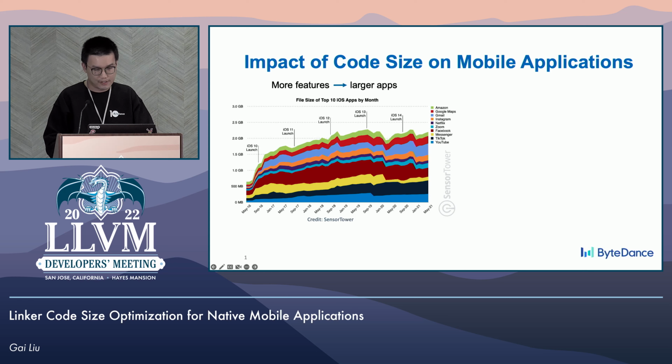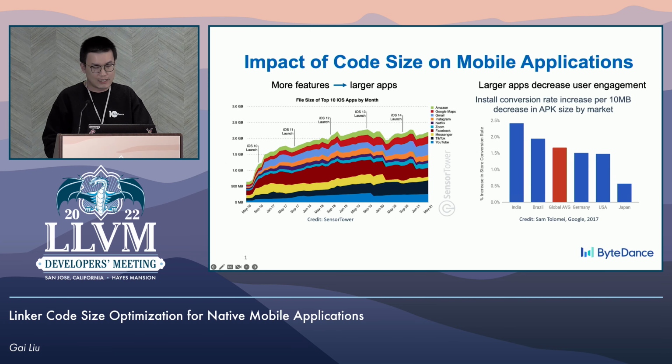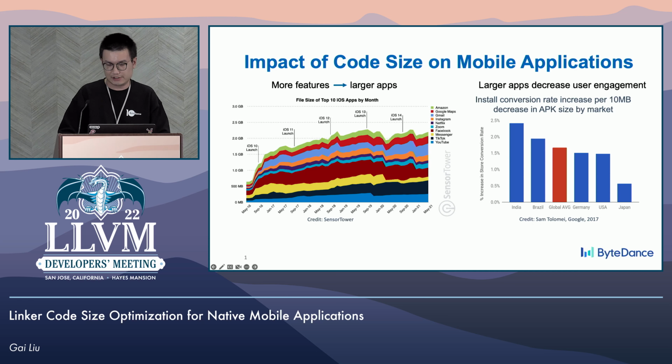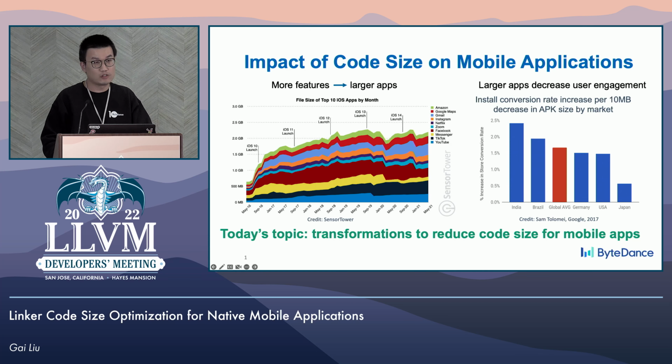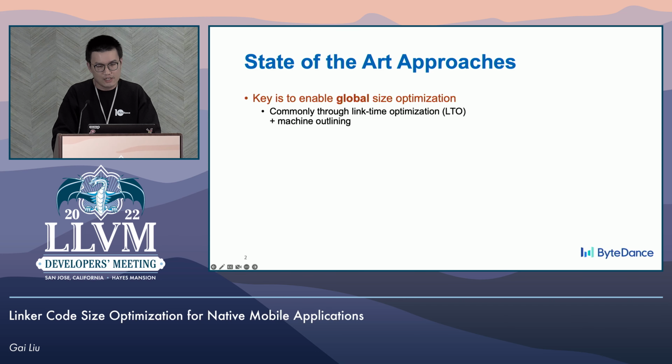On the other hand, however, users really love small apps. Here's a study showing that across different markets, reducing the app size by 10 megabytes each time will increase user conversion rate by more than 1.5%. So today, I'd like to talk about what we can do to reduce the code size from a compiler point of view. Let's start by first looking at some of the state-of-the-art approaches.